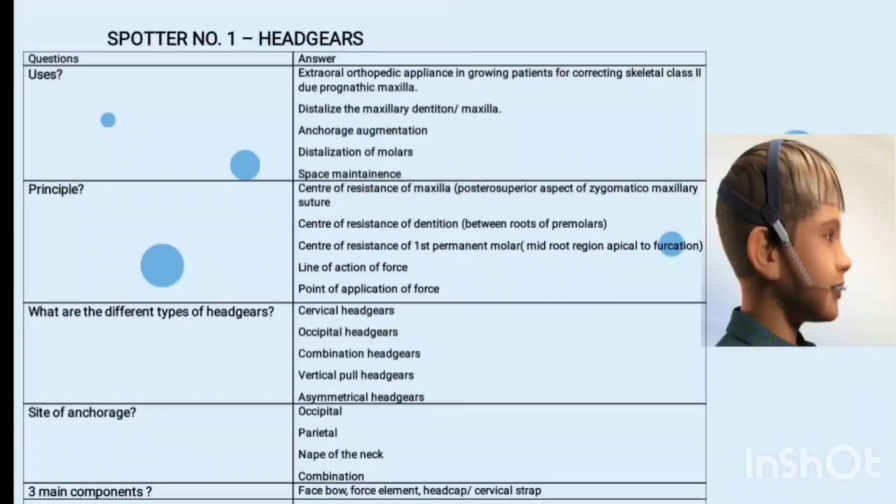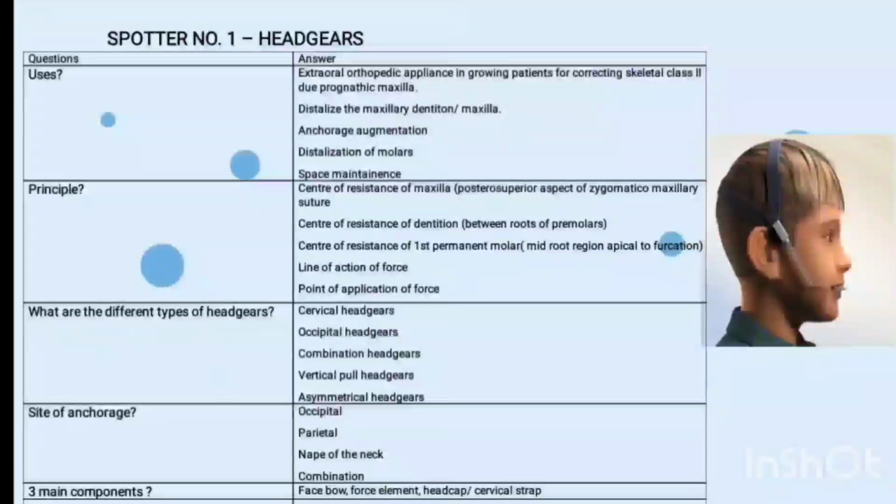Today we are going to discuss some frequently asked spotters which are asked in the exam. Let's look into the first spotter, that is headgears. We'll see what the uses of headgears are. It is used as an extraoral orthopedic appliance in growing patients for correcting skeletal class 2 due to prognathic maxilla, to distalize the maxillary dentition or maxilla, encourage augmentation, distalization of molars and space maintenance.